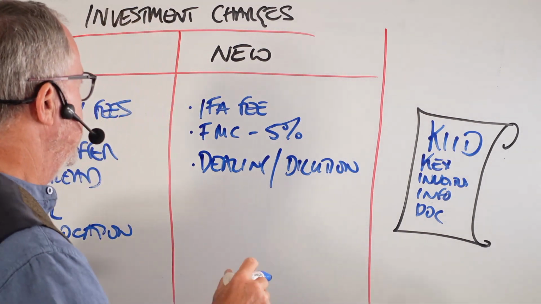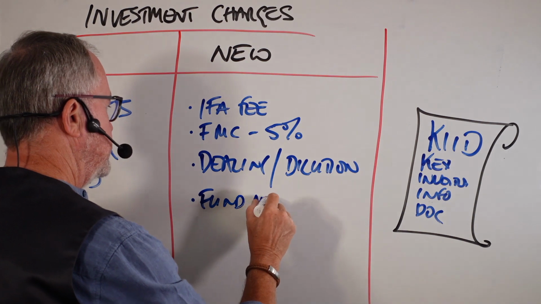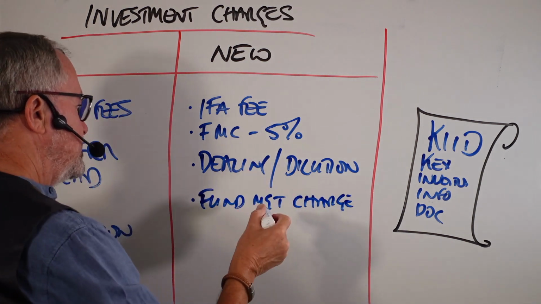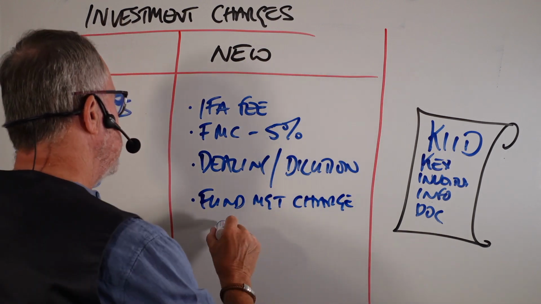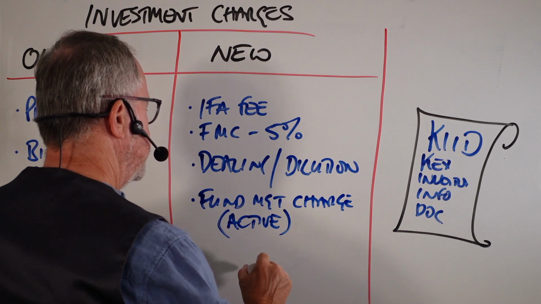Then you have the fund management charge. Again, we got that one there. Now the fund management charge is the charge that's given to the people who run it. Now we're talking here mostly about active funds versus passive.